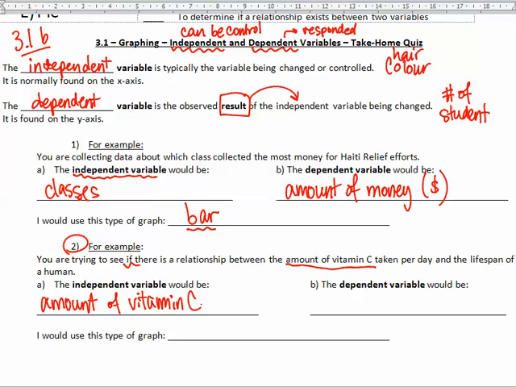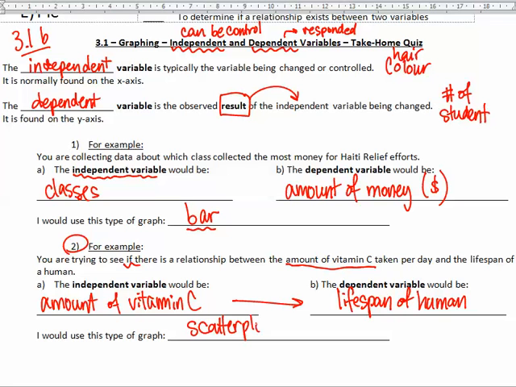Now, what changes because of that is the other variable that will respond, and what we predict will change because of that is the actual lifespan of the human. So we're trying to see if there's a relationship between changing the amount of vitamin C and how long that person might live. And there's only one type of graph really that can show that kind of relationship, and that would be the scatter plot.